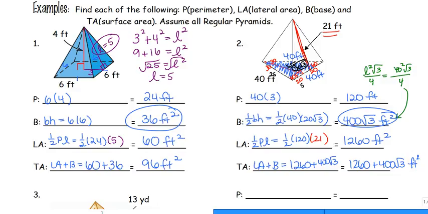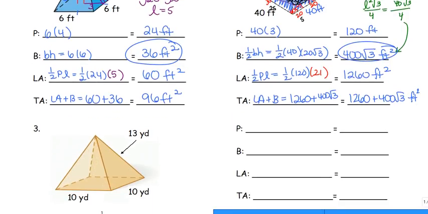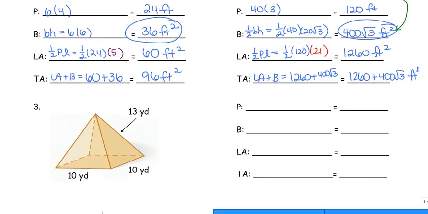Alright, for our next pyramid problem, it's going to look very similar to our first one, because when we look at our base, we have a rectangular base again. Regular, so all sides are 10. So if I want the perimeter, I have 4 sides of 10, giving me a perimeter of 40 feet. The base is a square, a rhombus, however you want to look at it, and that's base times height, so 10 times 10, giving us 100 feet squared.